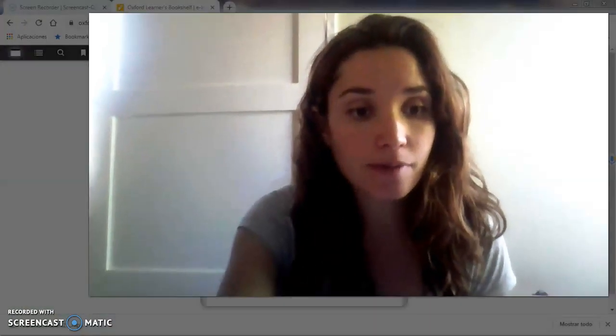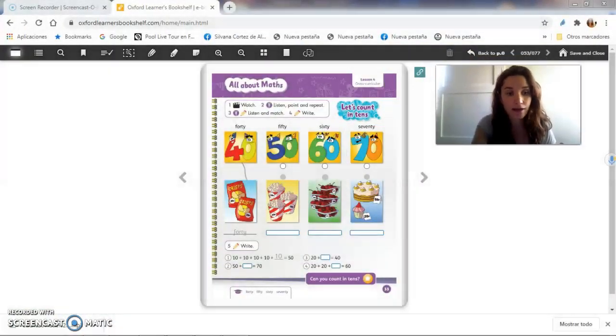Okay, very good. Todas estas palabritas que les acabo de mostrar son los números en orden, desde el 10 hasta el 90. Pueden copiar esto en el cuaderno, pueden dibujar cada número y al lado de cada número copiar cada una de las palabras que les acabo de mostrar. Ahora sí, vamos a hacer las actividades del Classbook.